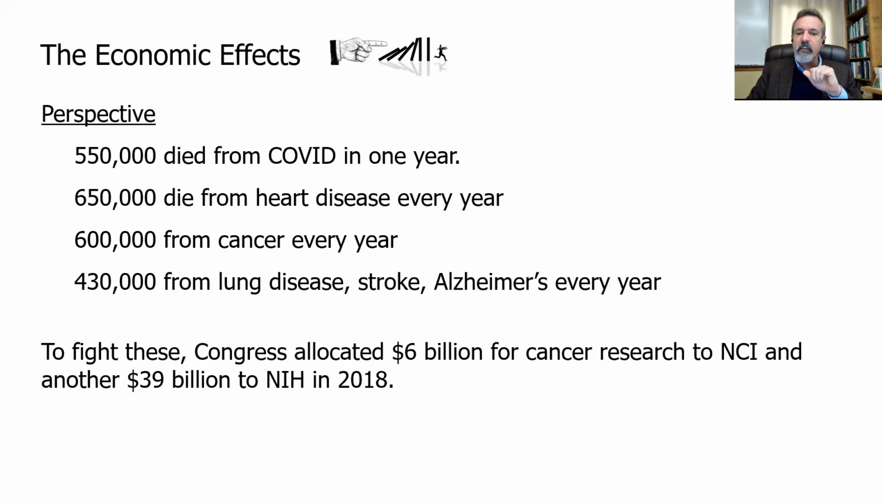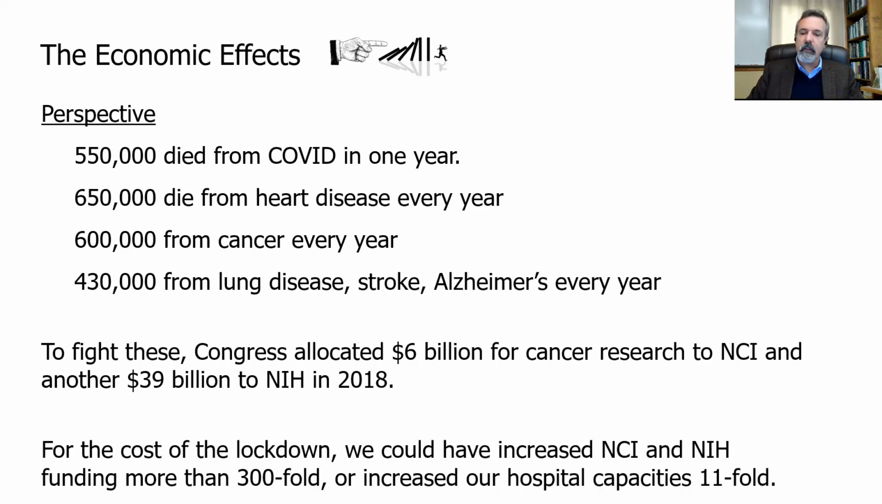Congress currently spends $6 billion for cancer research and for the National Cancer Institutes, and another $39 billion for the National Institutes of Health. For $16 trillion, Congress could have increased NCI and NIH's budgets by a factor of 300. And for a factor of 300, I'm pretty sure, not even being in the health industry, I'm pretty sure we could have cured cancer and heart disease. And we would have saved far more lives than we saved spending that $16 trillion on COVID. Now, I'm not suggesting we should spend the $16 trillion.